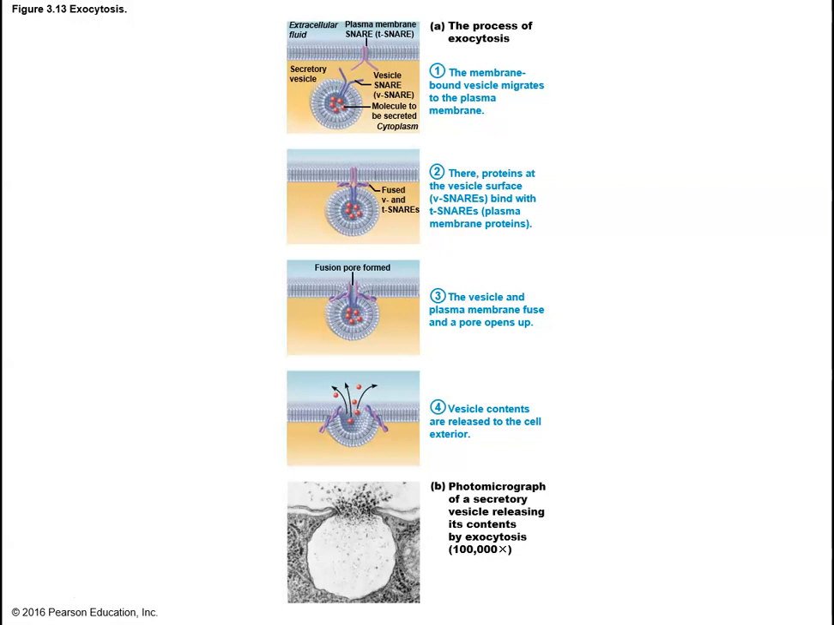So in step 2, you see it fusing. In step 3, you see that package actually opening up. In step 4, the contents being released. In the bottom picture, there's a real cell doing this. So basically, that's package it, move it to the outer surface, and spit it out. You can move large quantities of something, or large sizes of something, this way. So exocytosis is basically the opposite of endocytosis, and cells use perhaps both of these on a very regular basis.